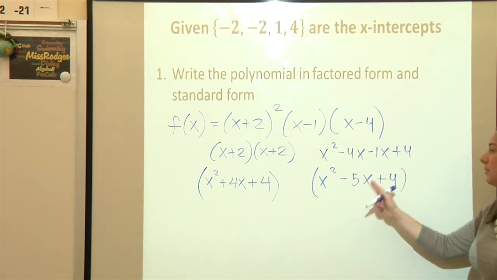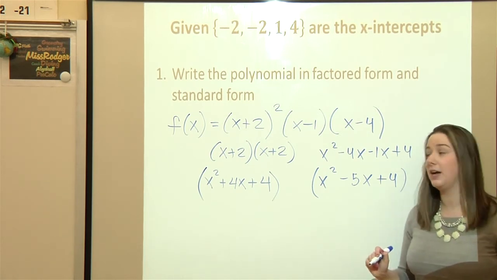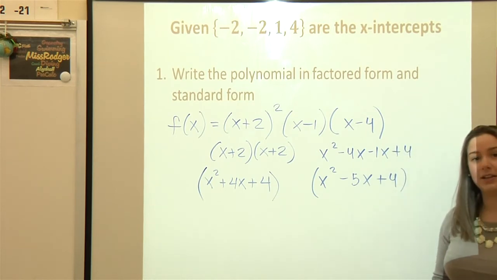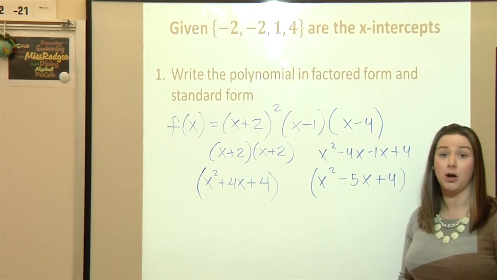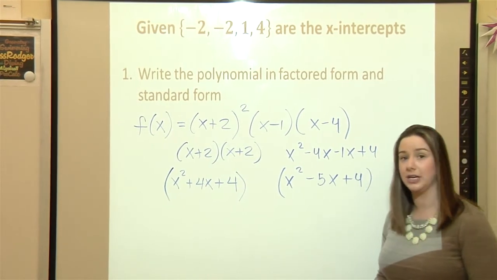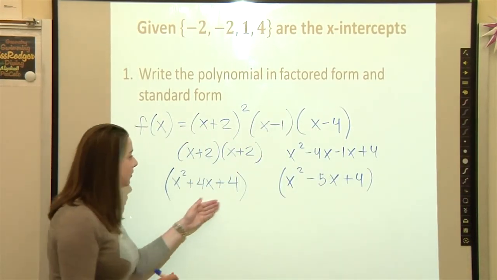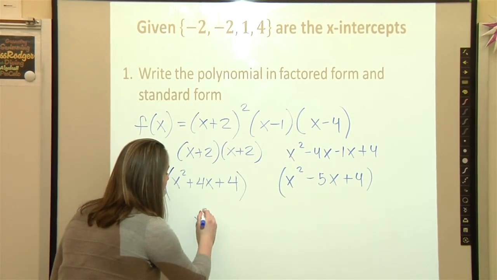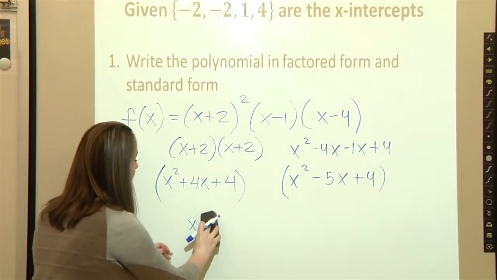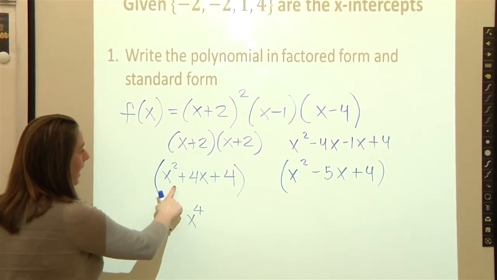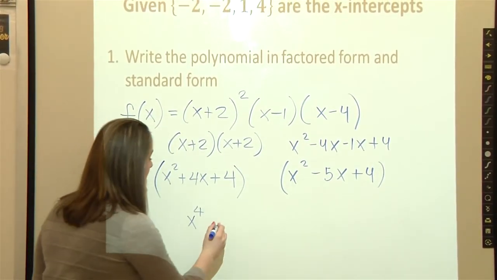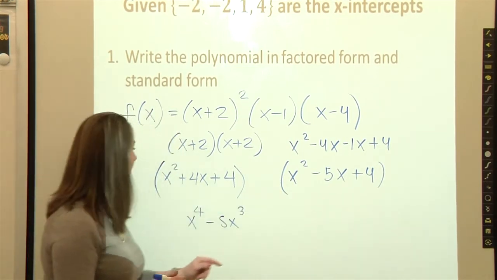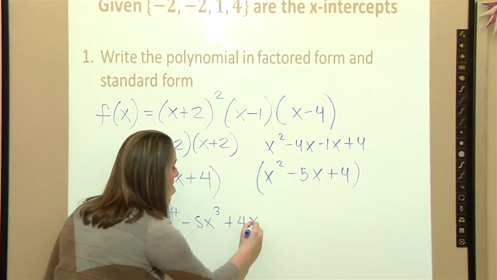So my quadratic, when I multiply this out, is going to be x squared minus 5x plus 4. Now I can take these two quadratics, multiply them together, and get my standard form polynomial. So let's do this out in an organized way. So everything in the first times everything in the second. So x squared times x squared is going to give me x to the 4th. X squared times negative 5x is going to give me negative 5x cubed. X squared times 4x is going to give me 4x squared.